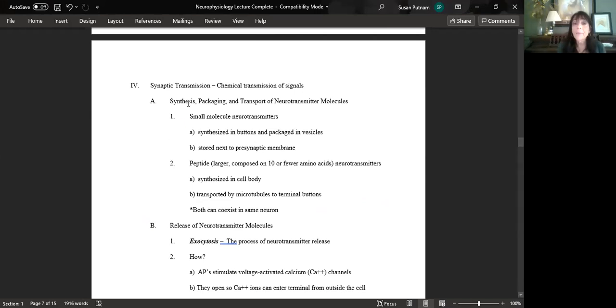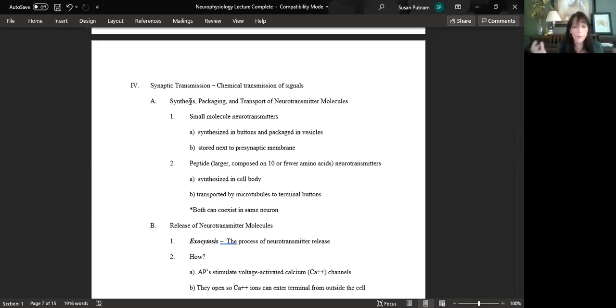So synaptic transmission: when you get to the end, to the terminal button, there is a space between that terminal button and the next neurons that are in that area. And it's through this gap that we have the chemical transmission of signals. But how does that even happen? First, we need to synthesize. We need to build these neurotransmitter molecules. We need to package them, and we need to transport them.